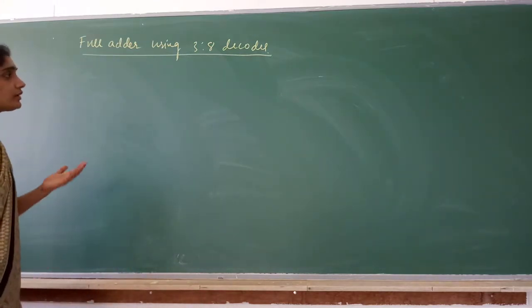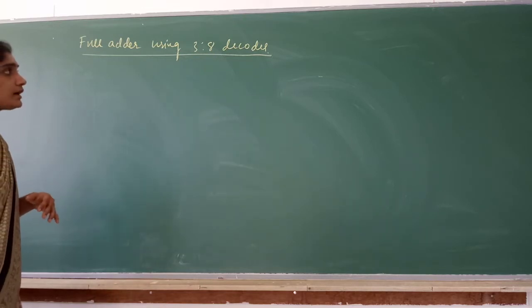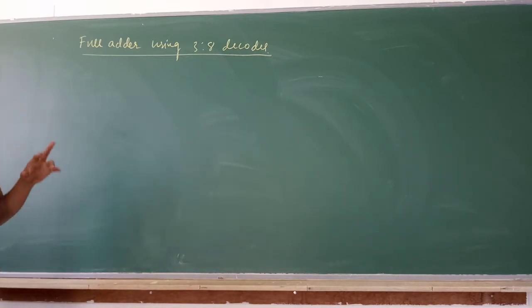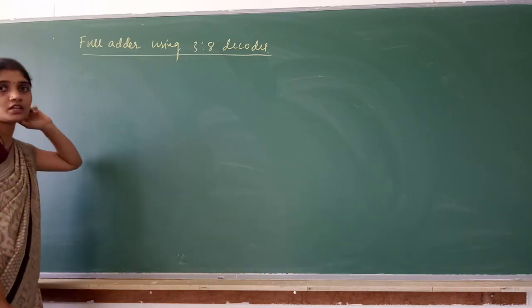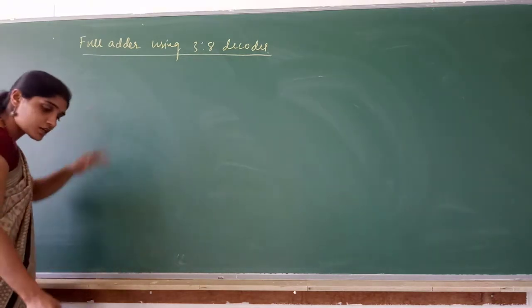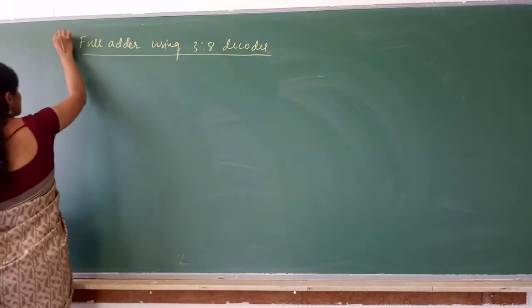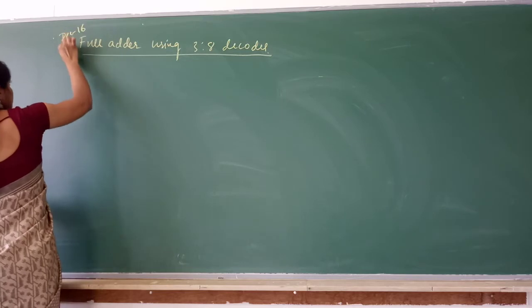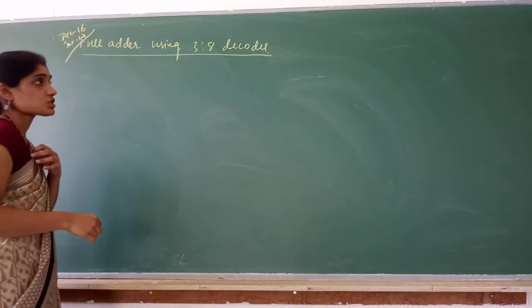Till now they were giving us the functions, min terms, max terms directly, and we used to implement that particular function using decoder. Now the question is to implement full adder using 3:8 decoder. This is a question from the December 2016, Jan 2017 question paper.